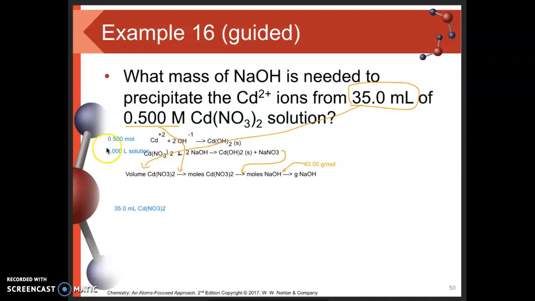And so since I have that definition in mind, remember any definition I can flip around as I see need to do my dimensional analysis conversion. And so if I go from that standpoint, 1,000 milliliters in 1 liter, 1 liter of solution contains 0.500 moles of cadmium nitrate.